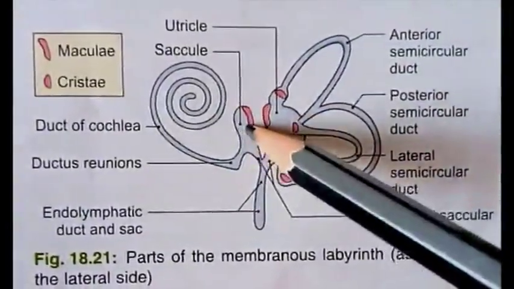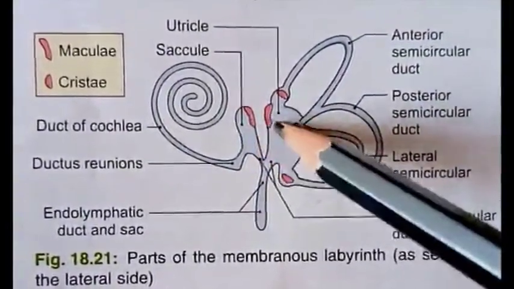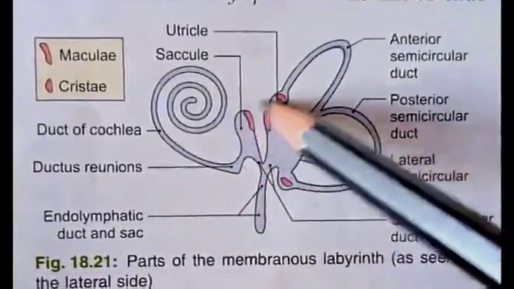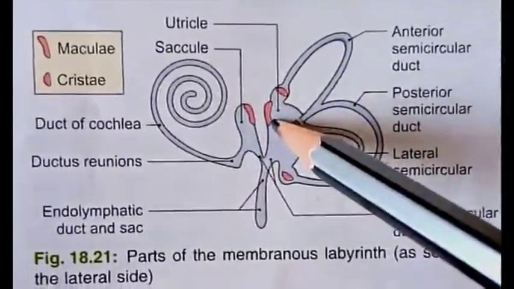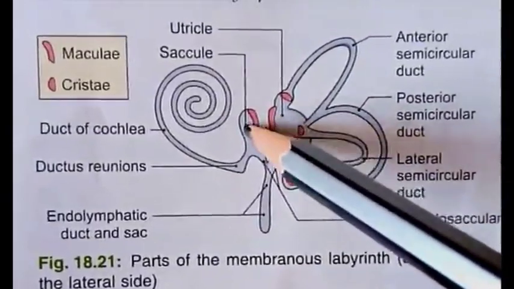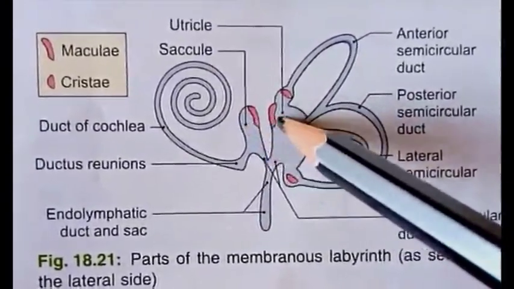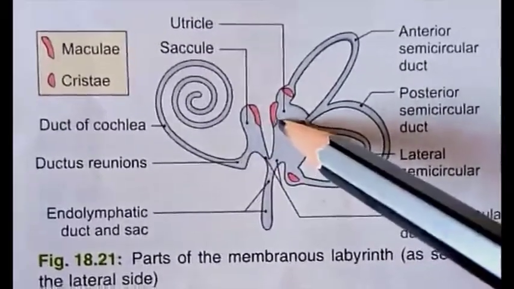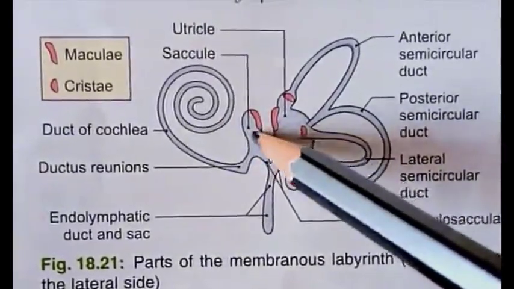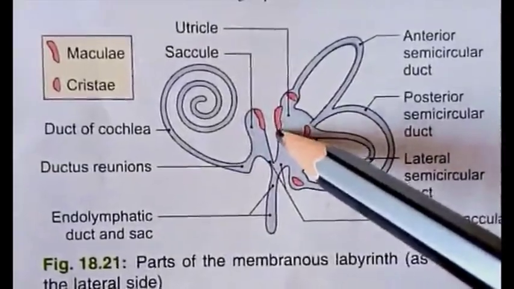Second part is utricle and saccule, which lie within the vestibule. These have specialized structures known as maculae. These maculae are concerned with maintaining the static balance of the body, that is, to maintain the balance of the body at rest.